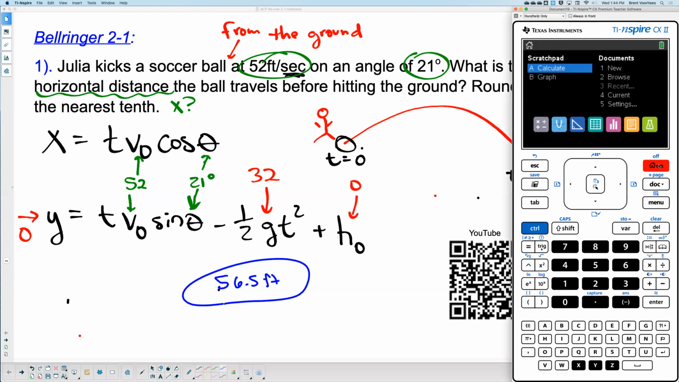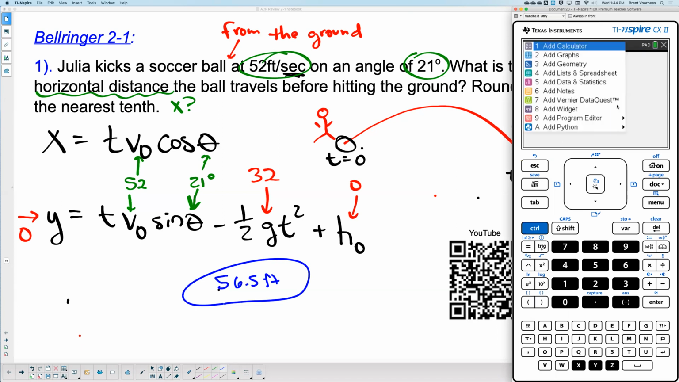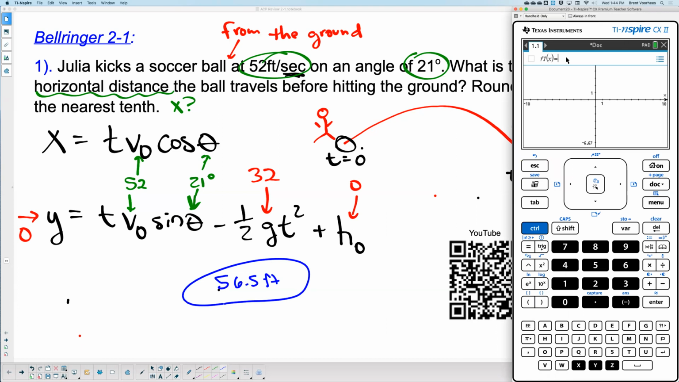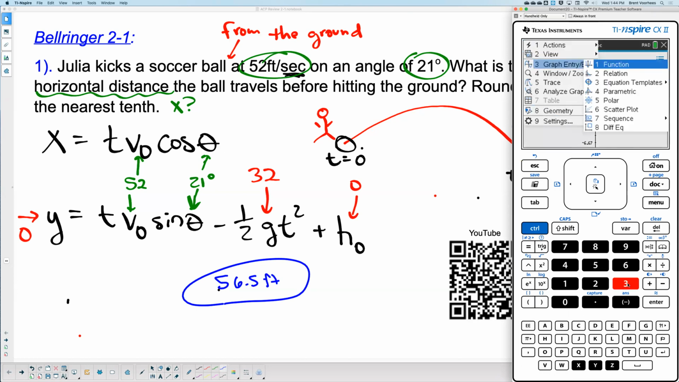So now, please press home screen and new document. Clear out what you have. Home screen, new document. Choose graph. Now, anything that deals with time is called parametric. Time is a parameter, so go menu, graph entry, and choose parametric.